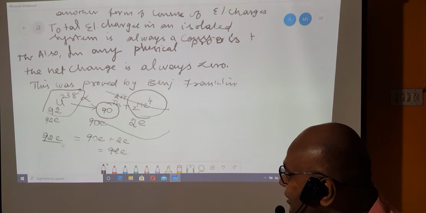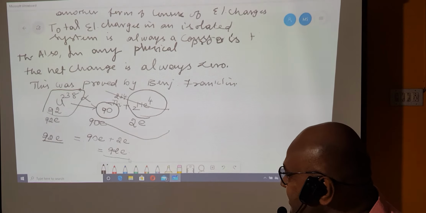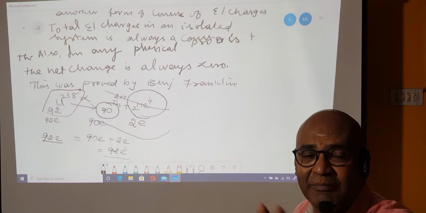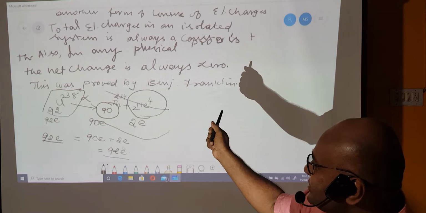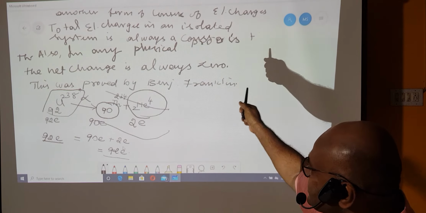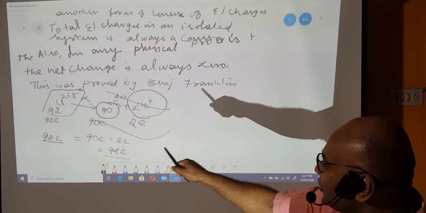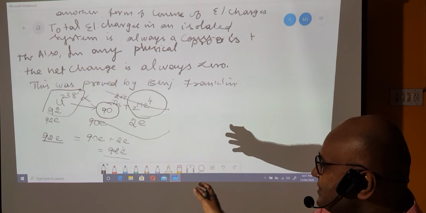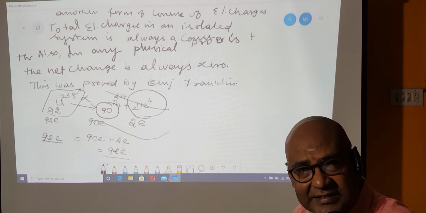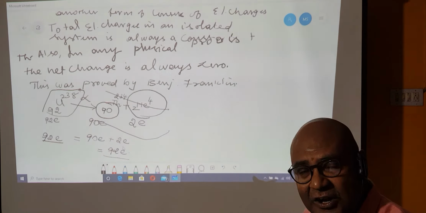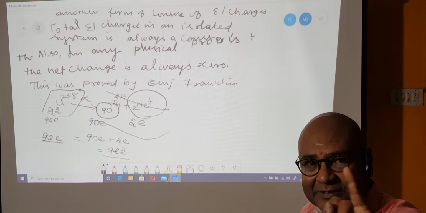So, the total charge before disintegration and total charge after disintegration are considered to be the same or equal. So, you see, in any physical change or in any physical process, the net change is always 0. So, the total change is considered to be 0. Before disintegration you have the total amount of charges as 92E, and after disintegration also the total amount of charges available is 92E. This can be taken as one example.